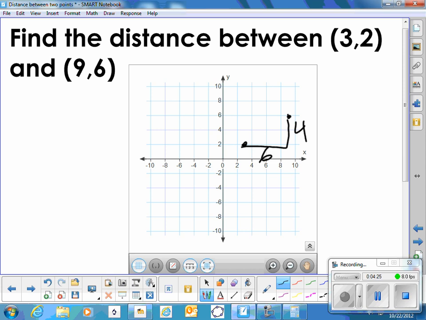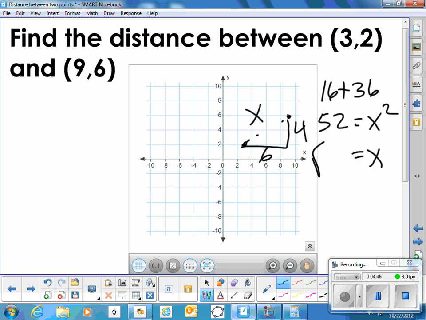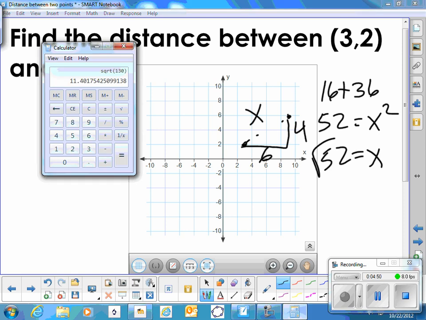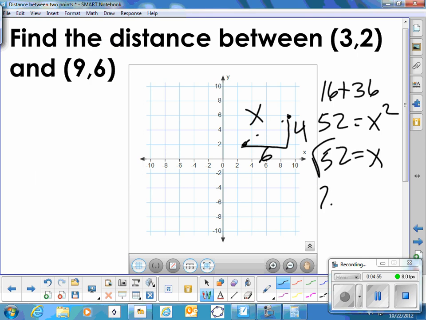So doing these picture-wise instead of mathematically, to draw the picture and then find out, 4 squared is 16, 6 squared is 36, 52 is x squared, if that's x, so x equals the square root of 52. 52 square root, 7.2, more or less. That's rounded off.